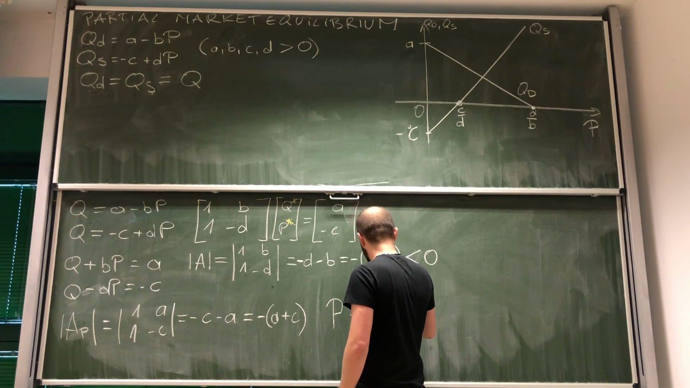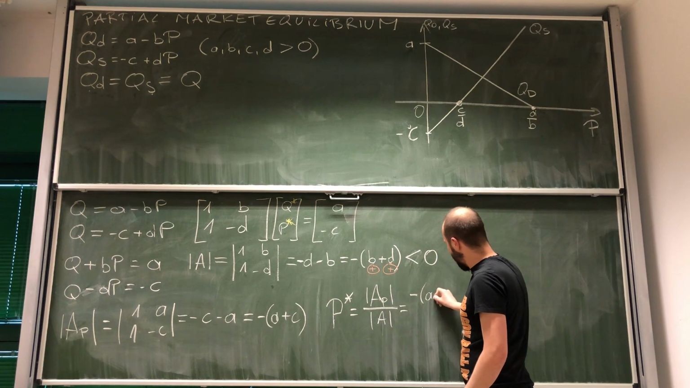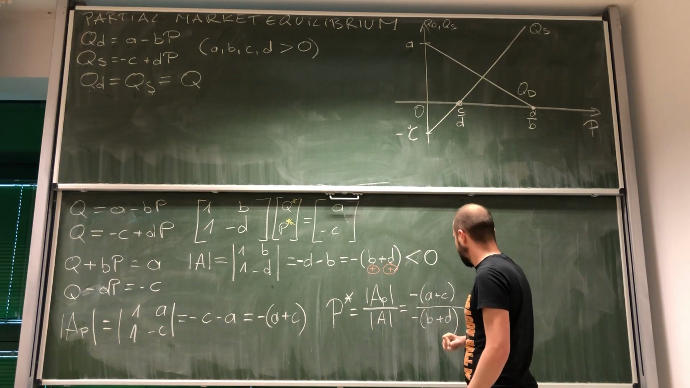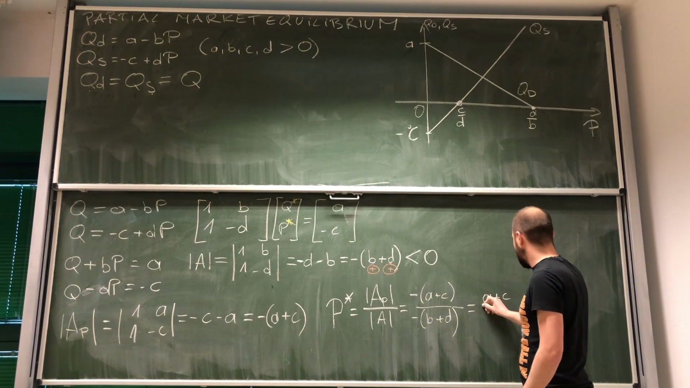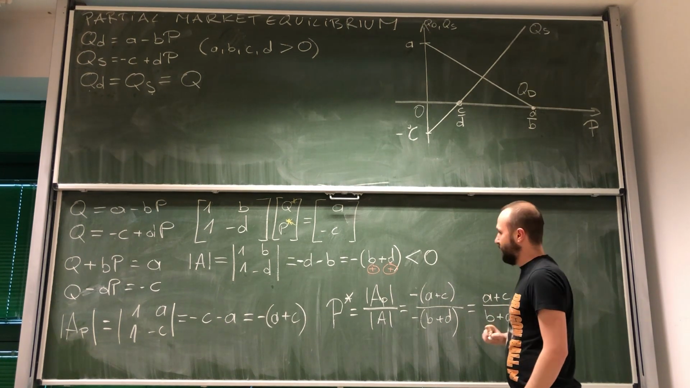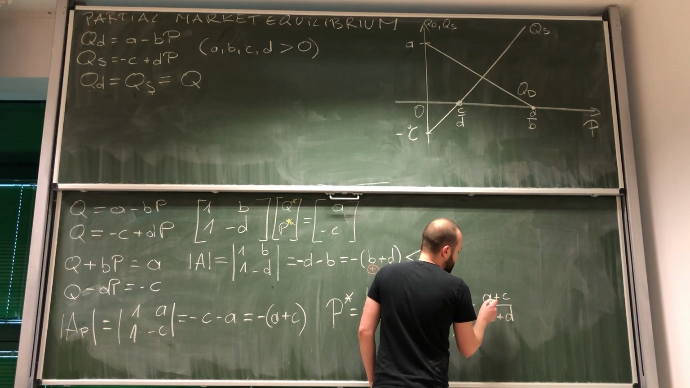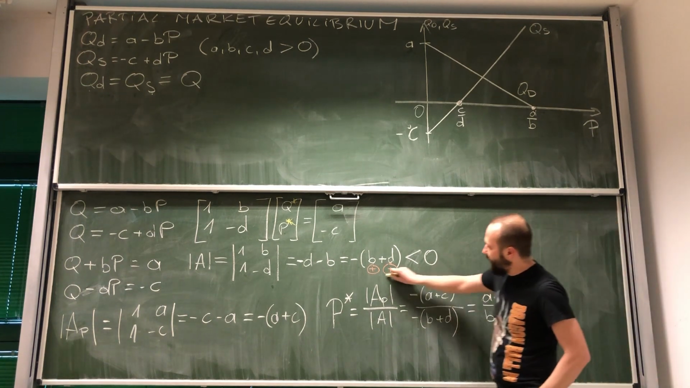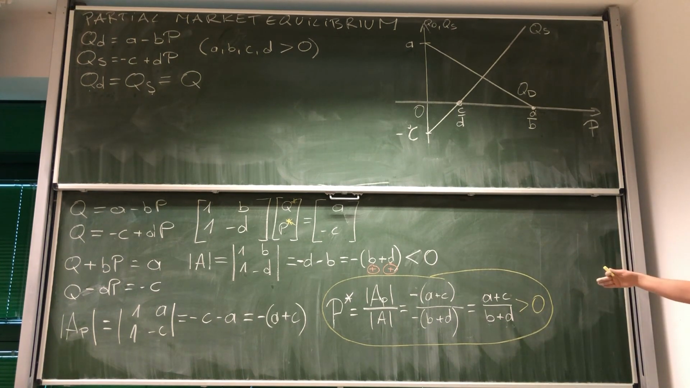Equilibrium price is equal to A_P over A, and it's equal to negative A plus C over negative B plus D. But of course, those two negatives cancel each other out, so we end up with just A plus C over B plus D. What is important over here is to notice that all those components, B plus D, A and C, are all positive, so we can be sure that the equilibrium price that we've calculated over here is bigger than 0, which makes sense not only mathematically, but also economically.